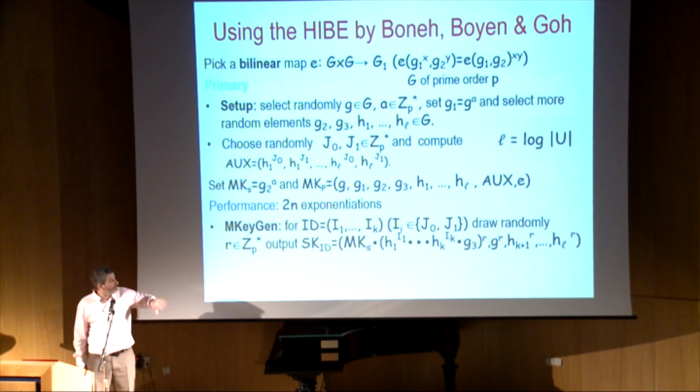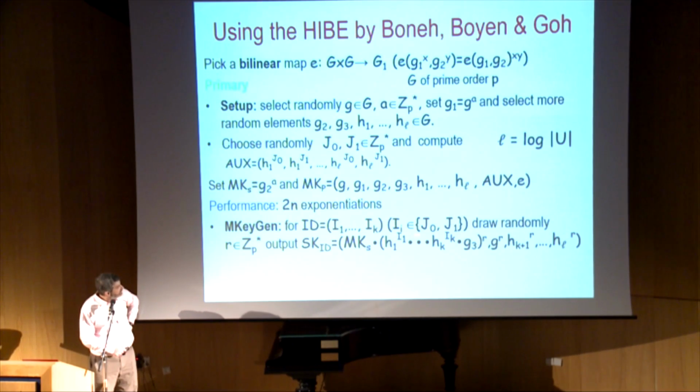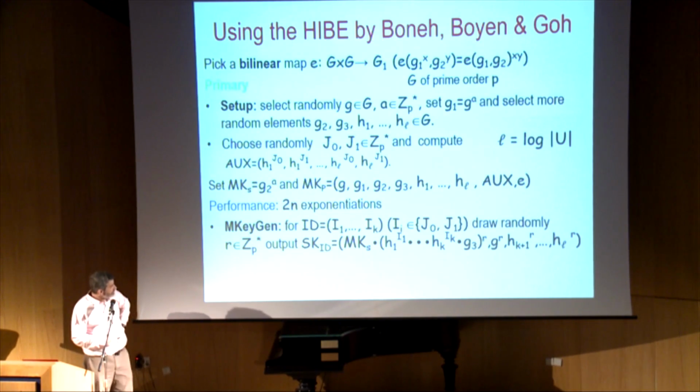To generate a key for a specific node, let's say each one of these is either J0 or J1, because we substitute for 0, we generate a random element. We pick two random elements, J0 and J1, from Z_p star, where p is the size of the group G. And the secret key of the corresponding ID, I1 up to IK, looks like this. Okay, so you take the h's, you raise them to I1, etc.